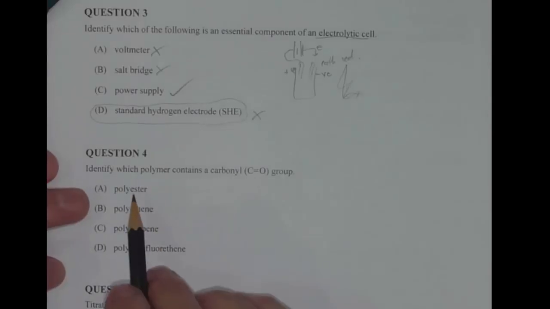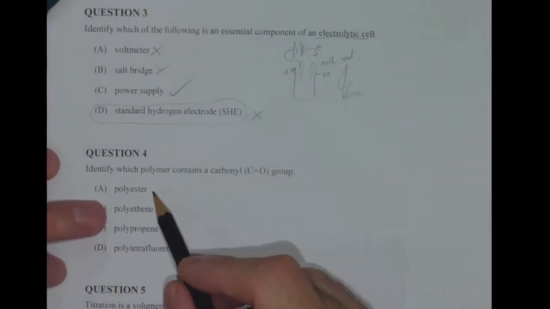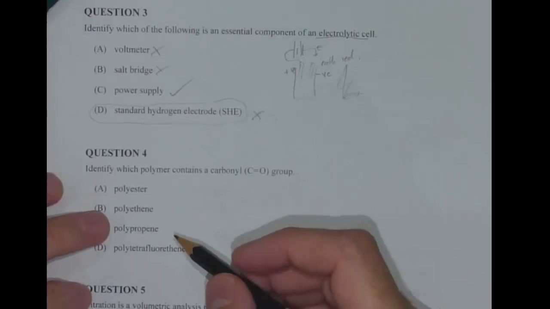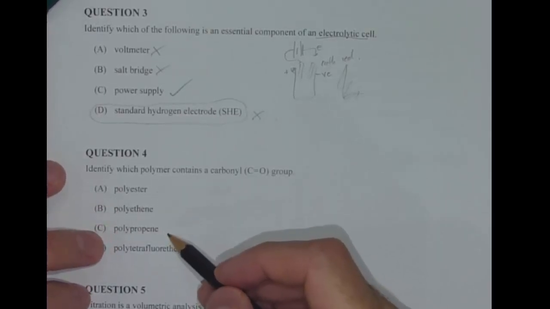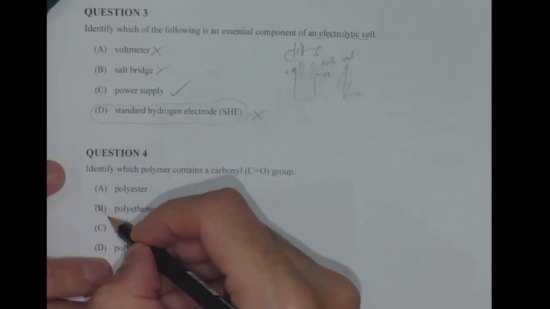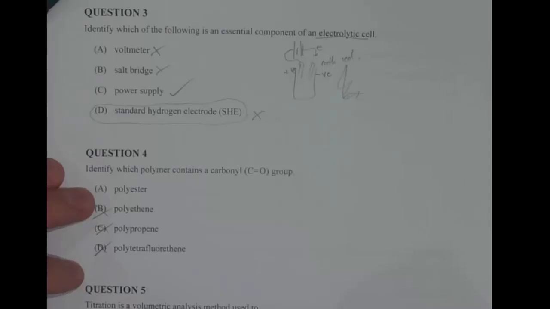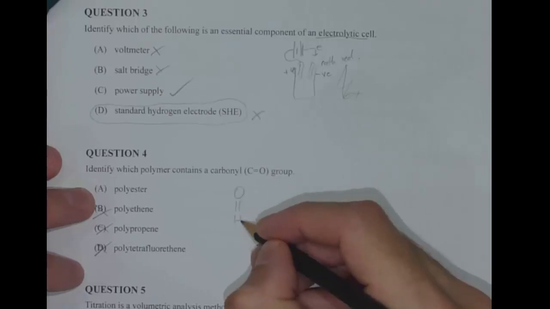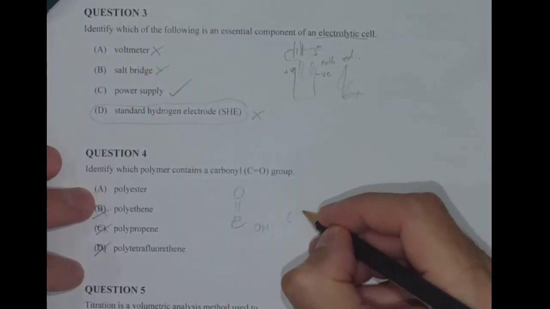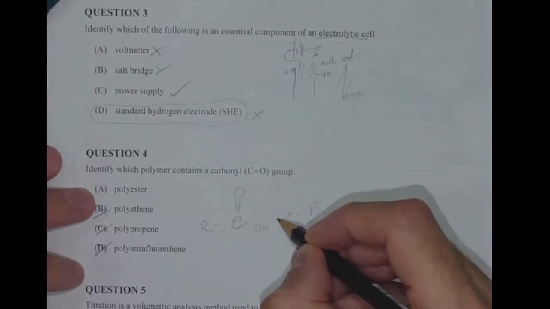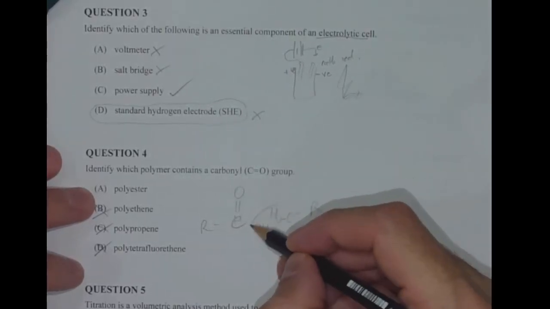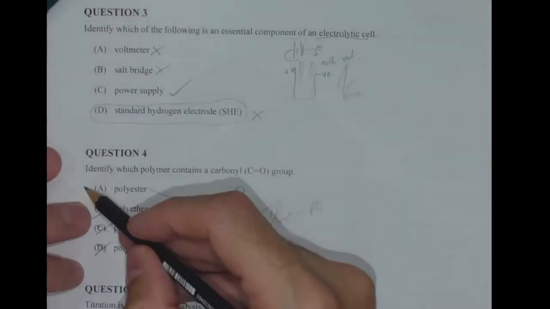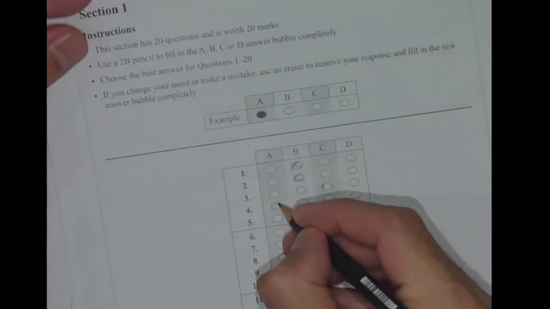Identify which polymer contains a carbonyl group. Polyester, probably. Polypropylene, polytetrafluoroethene. Well, you know they're not these, all right? And polyester is a carboxylic acid plus an alcohol group, and then water comes off to form the polyester, so it must be A. So we go to 4 and type A. Again, the next 3 are really easy, I think.